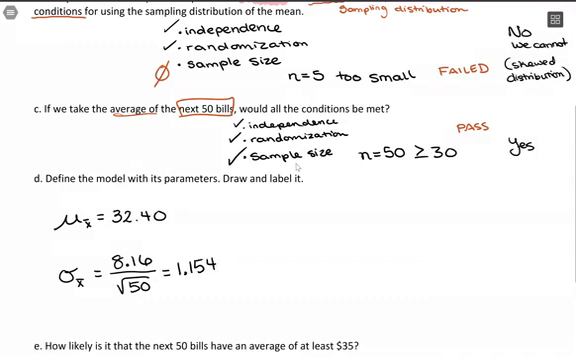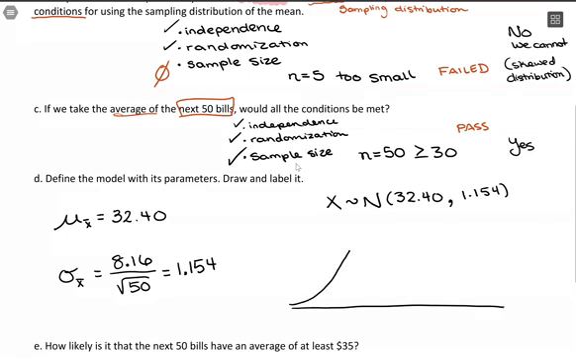1.154. So our model for this distribution of means is normally distributed, since we passed the central limit theorem, centered at 3240, standard deviation 1.154.